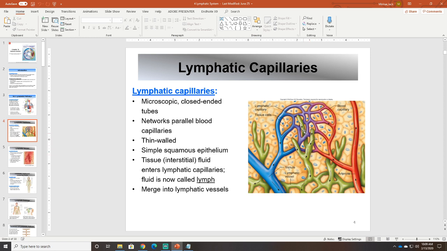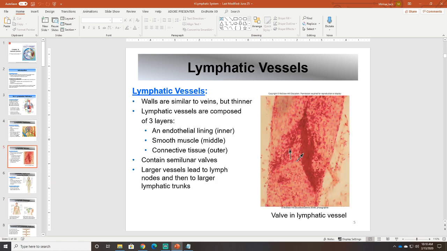So tissue fluid flows into the lymphatic capillaries. That's also known as interstitial fluid. And the fluid, once it enters the lymphatic capillaries, is now known as lymph. And then these lymph capillaries merge into these larger lymphatic vessels down here.